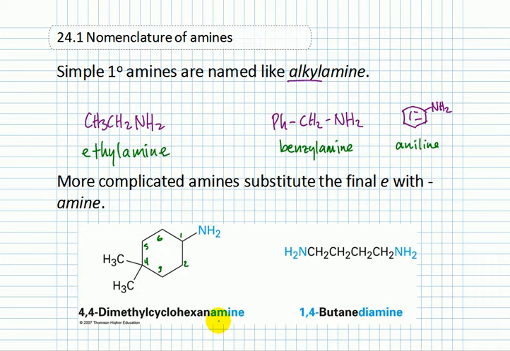If we have a diamine, like this one, 1, 2, 3, 4, 4 carbons, NH2s on carbon 1 and 4, that's 1,4-butanediamine. There's no reason to drop that final E unless your suffix starts with a vowel. So diamine, right? Butanediamine.